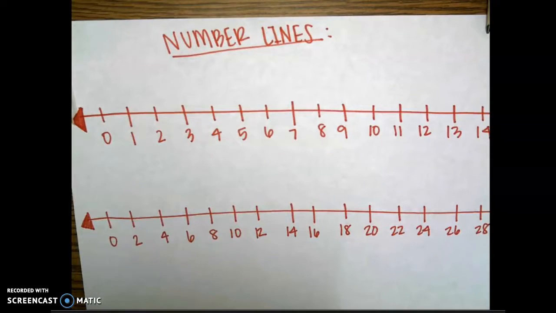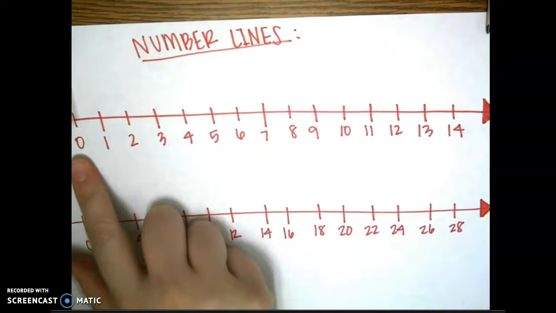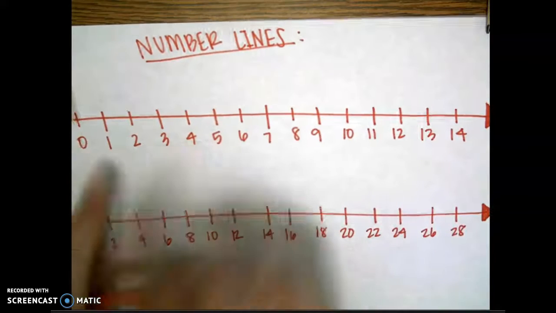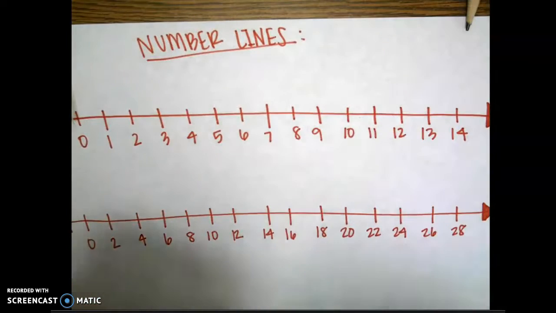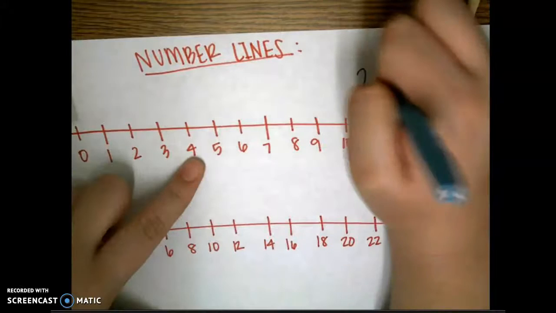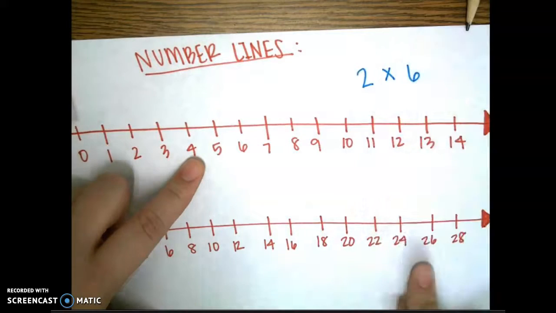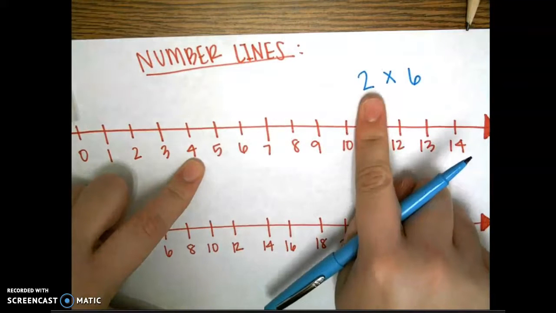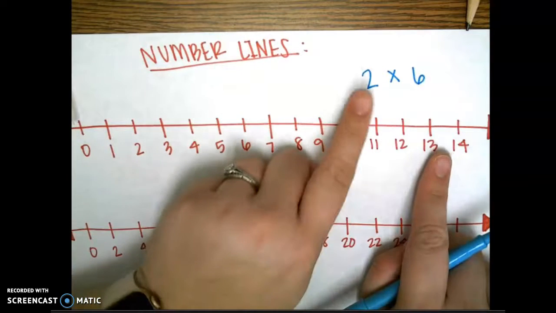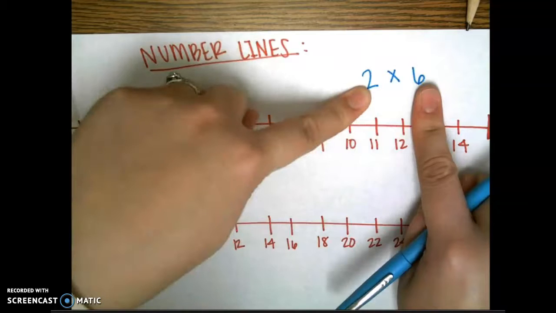Okay, we're going to use number lines to demonstrate multiplying, okay? So my first number line, I go from 0 to 14, and I'm counting by ones. And the multiplication problem that I want to represent using my number line is going to be 2 times 6. That is 2 groups of 6, okay? 2 groups of 6.